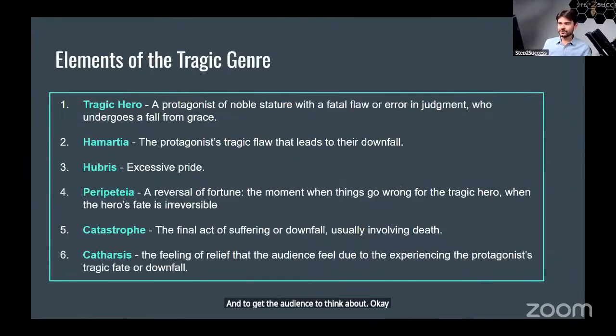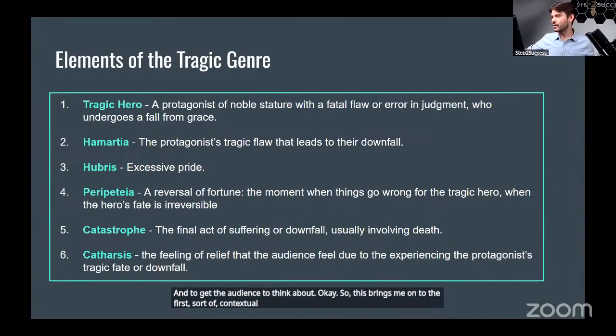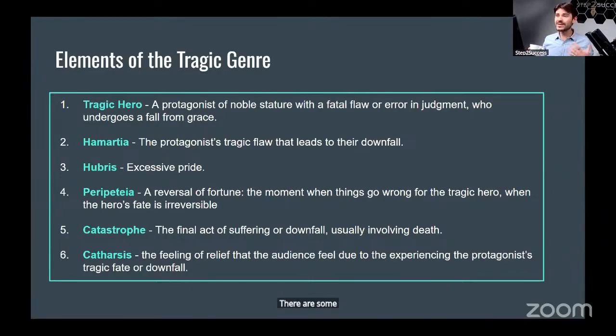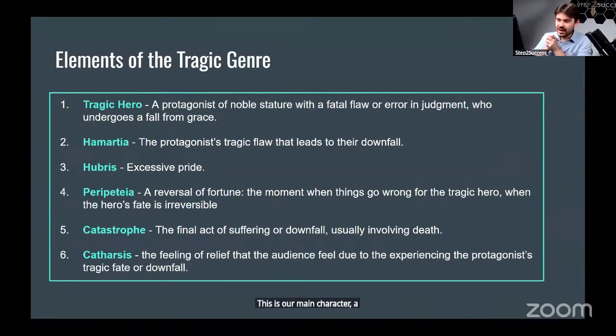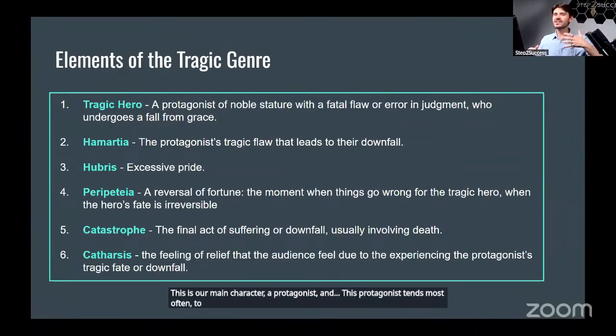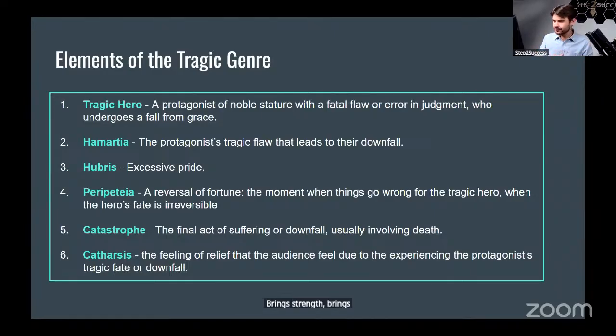Okay, so this brings me on to the first sort of contextual point about the tragic genre that you could use in essays. There are some key words that we need to know, and they sound fancier than they are, so we'll go through them. A tragic play must first have a tragic hero. This is our main character, a protagonist. And this protagonist tends most often to begin as someone who's noble, begin as someone who's valued, has loved, brings strength, brings honor.